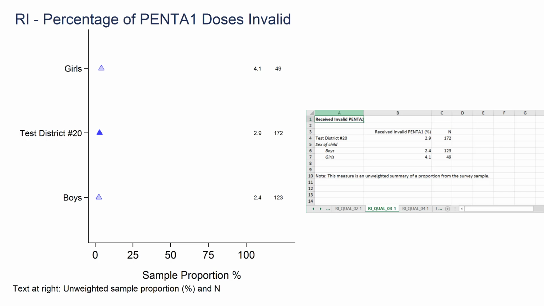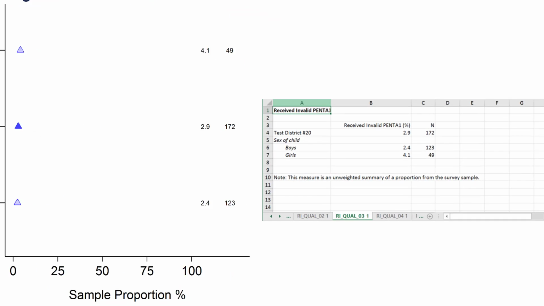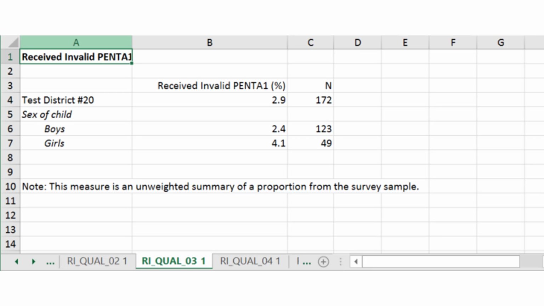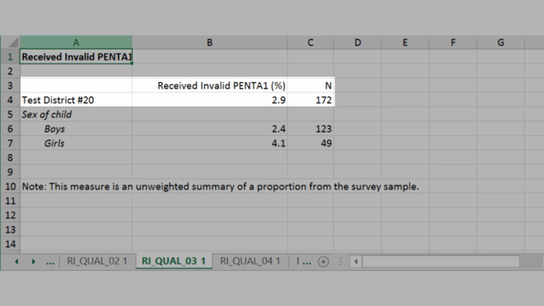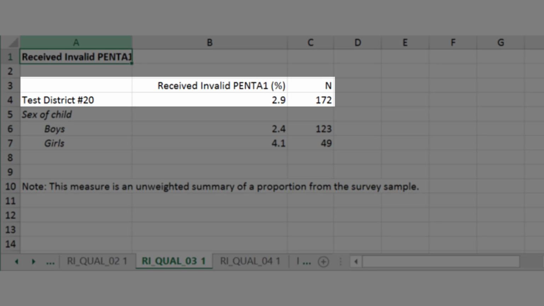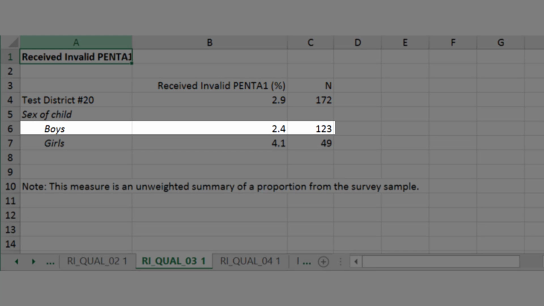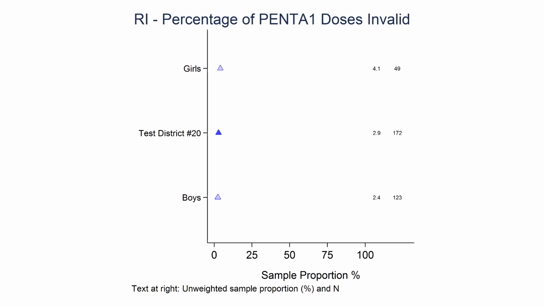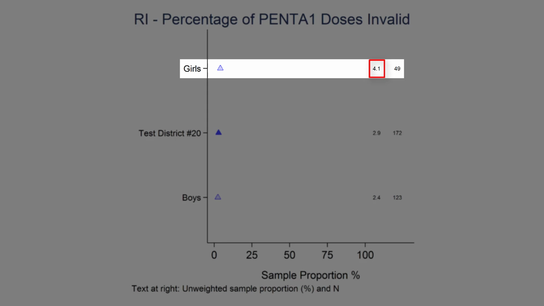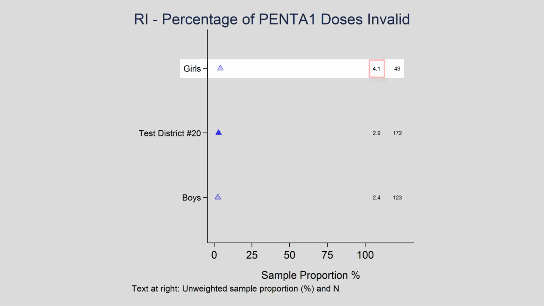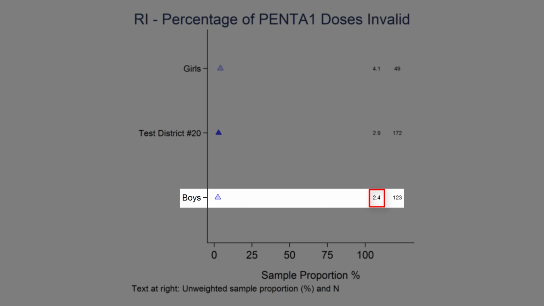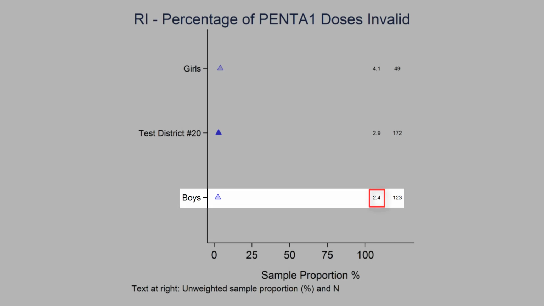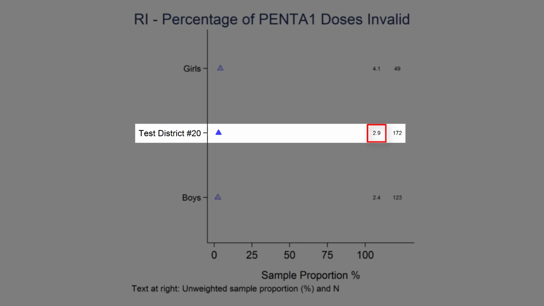In the District 20 example, there are 3 strata. In the tabular output for RI_qual_03, the results from District 20 appear in the first row, and then results for boys follow next, and then girls are listed in the third row. If we look at the graphic output for that indicator, we see that girls have the highest proportion, so they appear at the top. Boys have the lowest proportion, so they appear at the bottom of the figure. And District 20 is an average of the figures for boys and girls, so it appears in the middle of the figure.